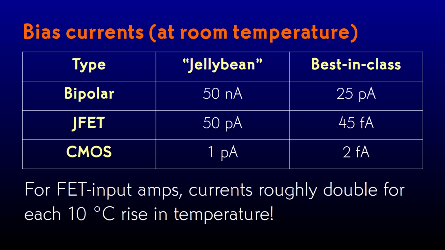But you sometimes need to watch out for FET input amps as well. Their bias current is temperature sensitive. A JFET jelly bean with a 50 picoampere bias current at room temperature might draw 50 nanoamp bias current if it's running at 100 degrees Celsius in the engine compartment of a car. I should also warn you that the best-in-class amps get that way by sacrificing some other performance parameter. That's why there are so many different kinds of op-amps out there.